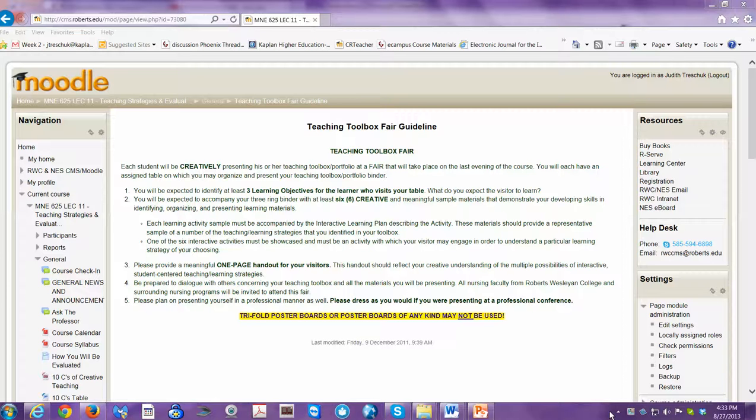Be prepared to talk with those coming to your toolbox table and dialogue with them about what you're showing them. It's sort of like you're presenting to the people who come to your table. Be sure you're dressed professionally and as if you were going to a professional conference.